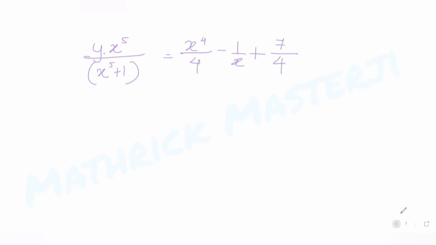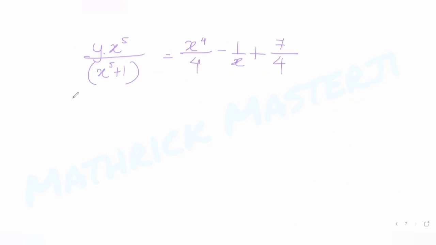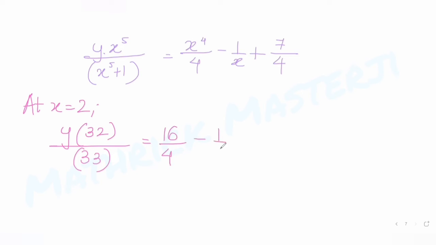Now the question is asking, what is the value of y of 2? Y of 2 means we have to find at x equals 2, what is the value of y. Let's just put x equals 2. So if I put y times 2 raised to 5, which is 32, here you get 2 raised to 5 plus 1, so 32 plus 1, 33, is equal to 2 raised to 4, which is 16, 16 divided by 4 minus 1 over 2 plus 7 over 4.